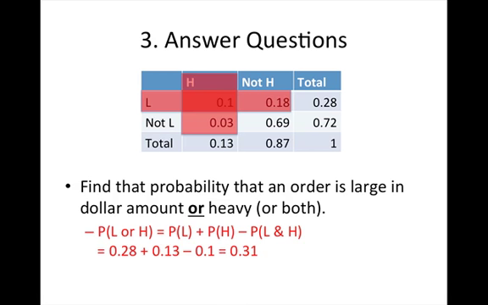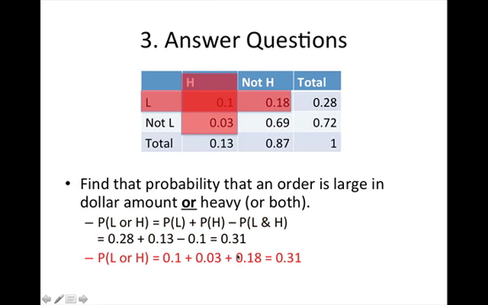There are really three ways that you could do this. One way is to use the OR formula. We just did two problems involving the OR formula. If you take 0.28 plus 0.13 and subtract the intersection, you get 0.31. Another way that you can do this, large or heavy, is just to add up these three cell probabilities. We've shaded these three cells, so just add up 0.03, 0.1, and 0.18. Notice you still get 0.31.